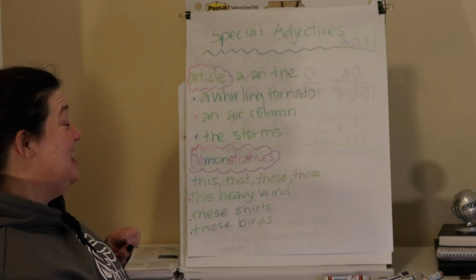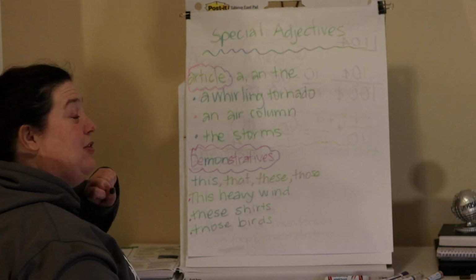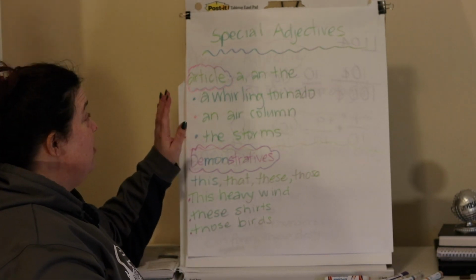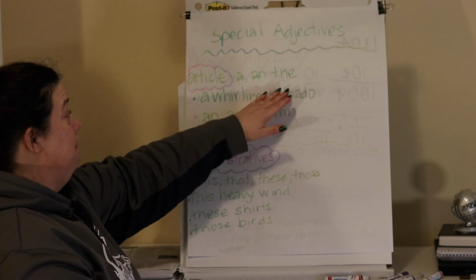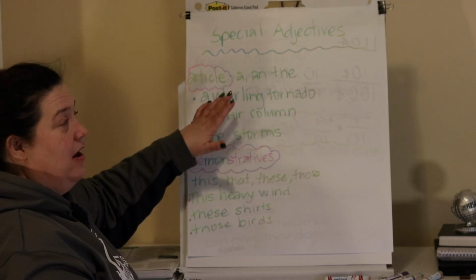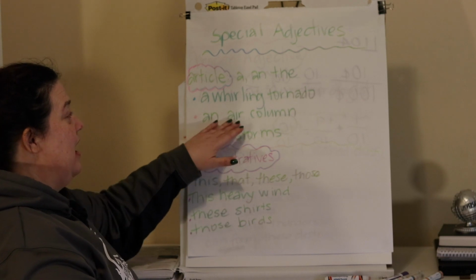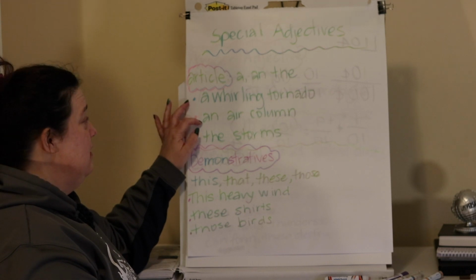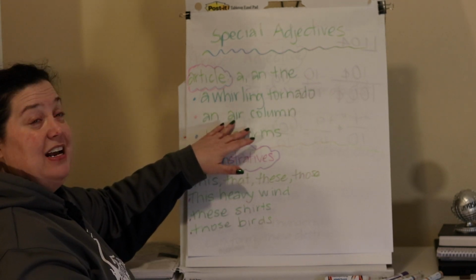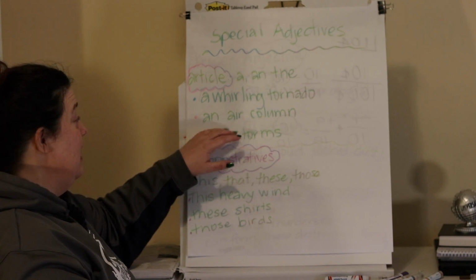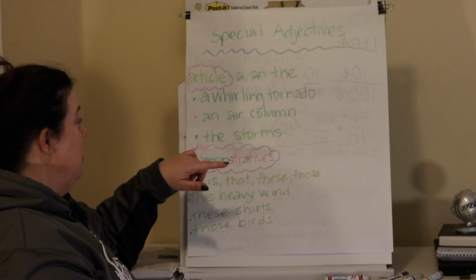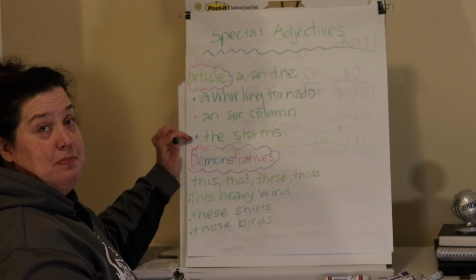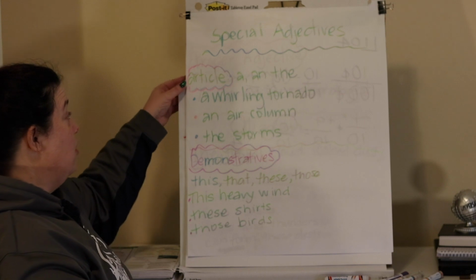Okay, for special adjectives, there are three different types. Our first ones are the articles, and those are a, an, and the. We can have a whirling tornado, and an air column. Do you know when we use a or when we use an? You're right. When our next word has a vowel at the beginning, that's when we use an. And the next one is the storms. So a, an, and the are special adjectives called articles.